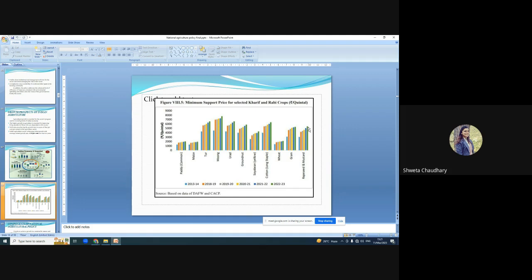Suppose you are not getting a better price from the market for what you have invested. Suppose I have done production and I have invested 5,000 per quintal on a crop that is rapeseed and mustard. Now I am not getting a price of 5,000 per quintal from the market, right? Yes, ma'am. So the government has announced 5,050 rupees as MSP, and they will give the farmer 5,500 rupees and purchase the crop. So the farmer is mentally secure that whatever investment he has made, he will get back. So this is the support given by the government, right? That's why the name is given minimum support price.